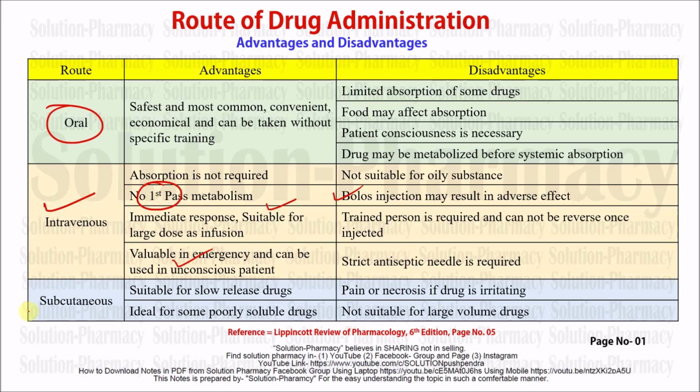The next route of drug administration is the subcutaneous route. If we apply the drug via the subcutaneous part, that is considered a subcutaneous route. The advantage of this route is that it is suitable for slow release drugs. For those drugs that you want to release slowly, we can give them via this route of drug administration. The next advantage says ideal for some poorly soluble drugs. If a drug is not properly soluble in different solvents, then we can go for the subcutaneous route.